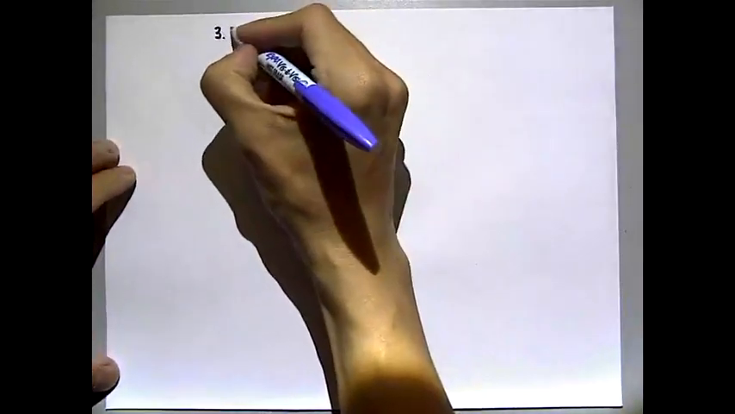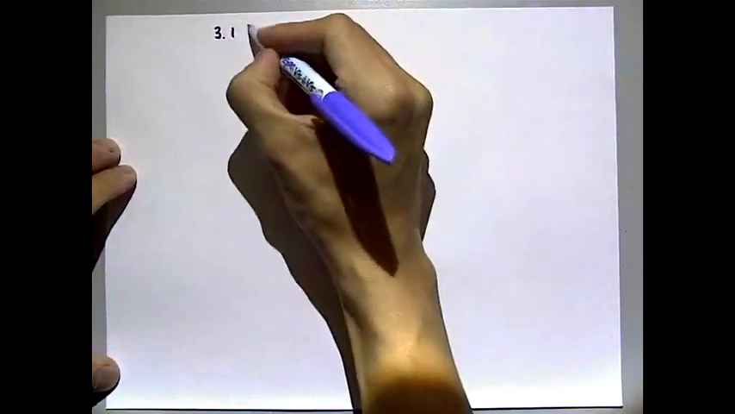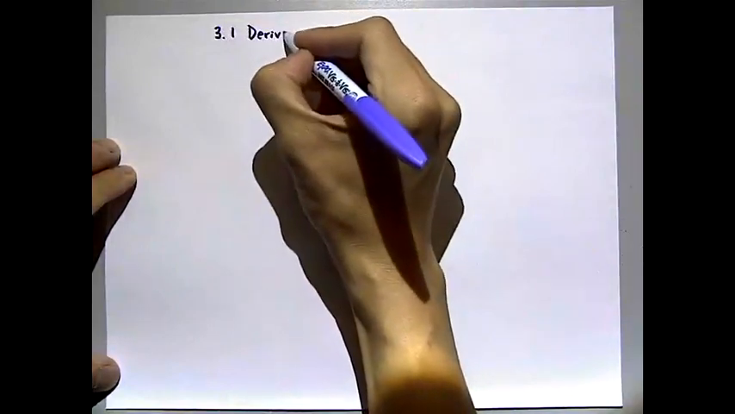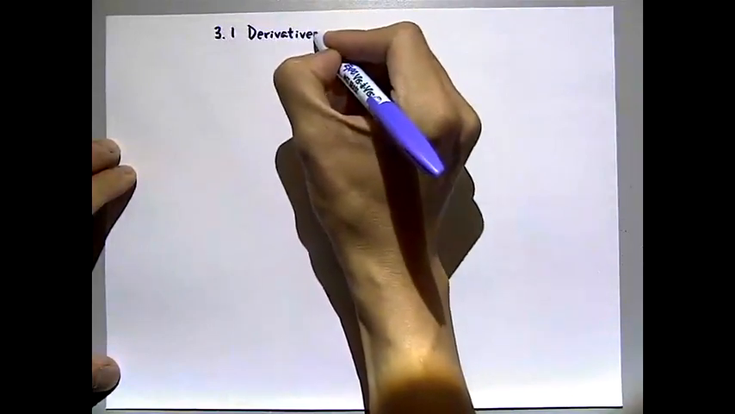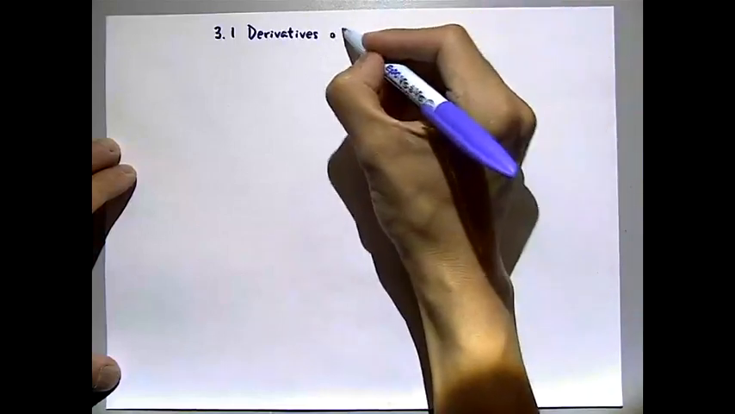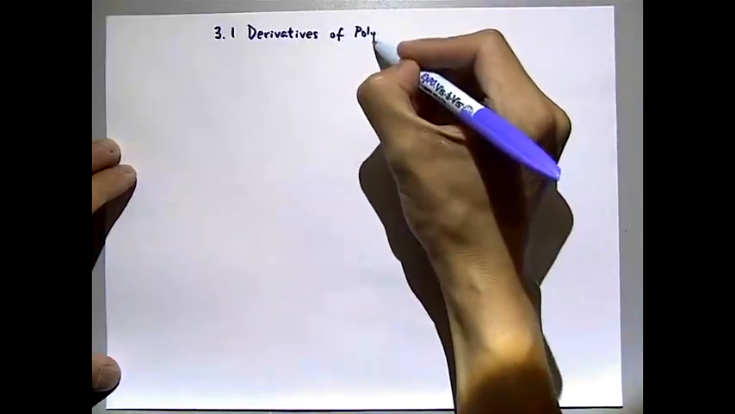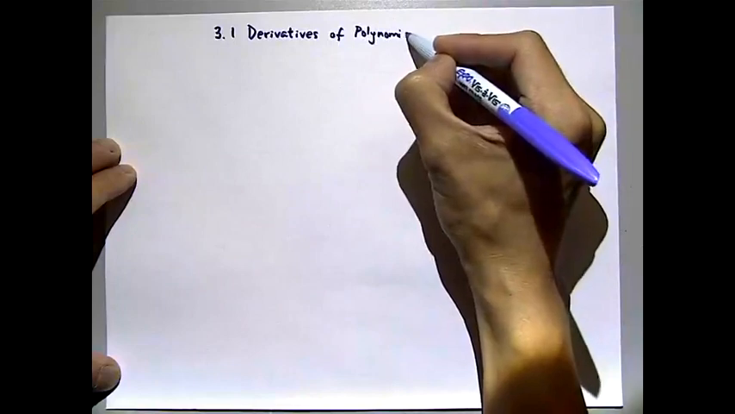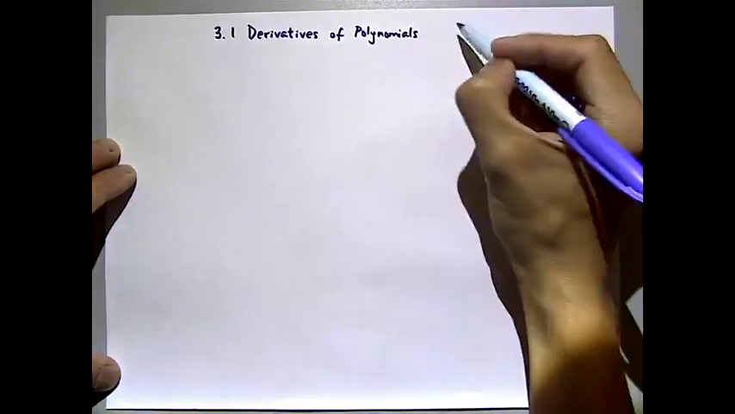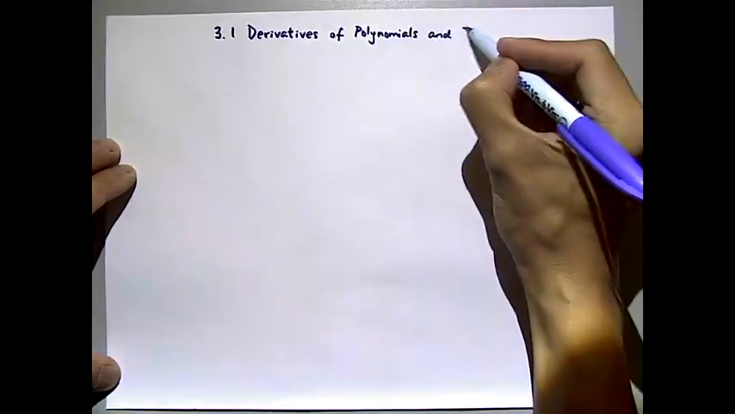All right, so today we're going to look at section 3.1. We'll be looking at derivatives of polynomials and exponentials.